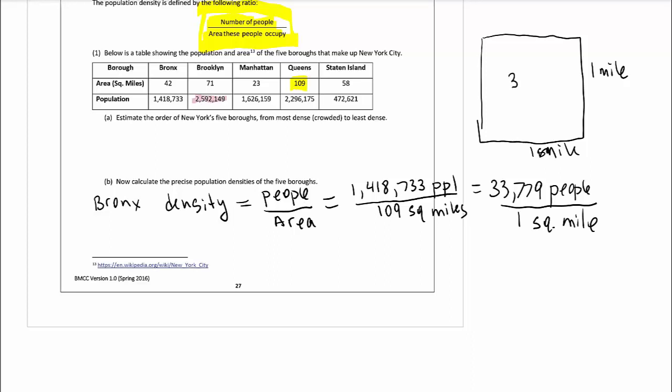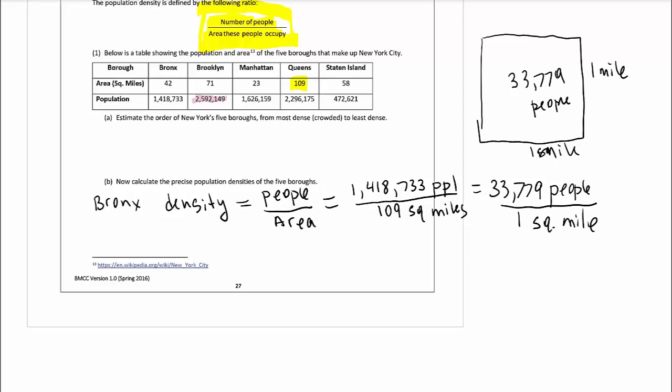And it's not that you're going to find that many people living there. No, it's not what that means. It means if you take all people in the Bronx, which is 1.4 million, and you spread them equally to the space that's available, then you will find 33,779 people in one square mile of area. So why would you want to do something like this? Well, that allows you to compare places in terms of density and in terms of crowdedness.